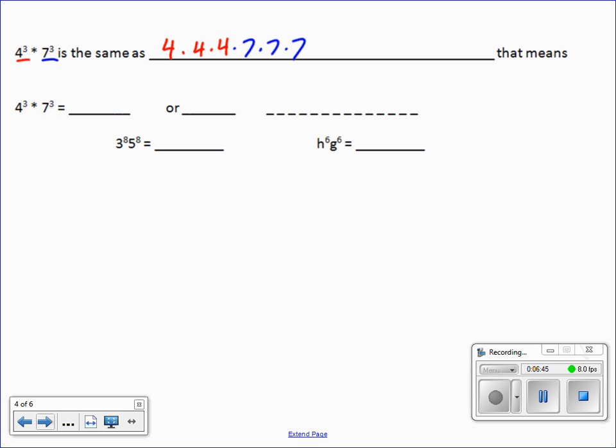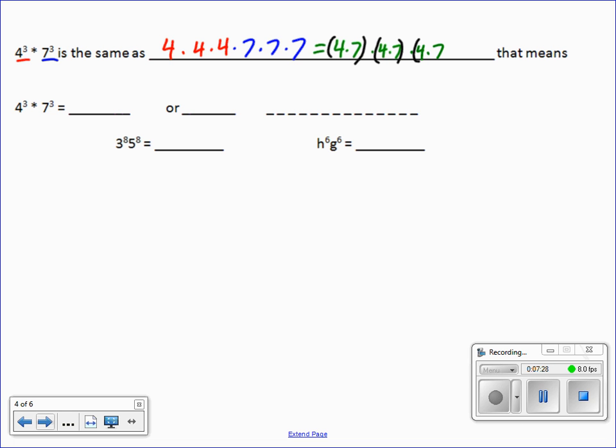Now, what we can do with that, I'll look at this whole problem here. Because of our commutative properties, which allows us to say 4 times 7 is the same as 7 times 4, I can move my numbers around in the problem. This is the same as saying 4 times 7 times 4 times 7 times 4 times 7. If you did what's in the green in your calculator, and you did this problem over here in red and blue, you're going to get the same answer. They're the same thing.